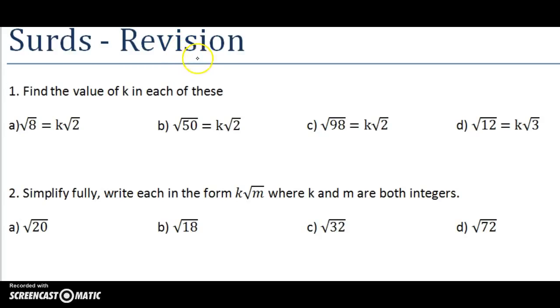Okay, so for those of you that missed the Surds revision webinar on Tuesday, here are some of the questions that we went through. So to recap, if we need to simplify a surd, we're looking for the highest square number factor.